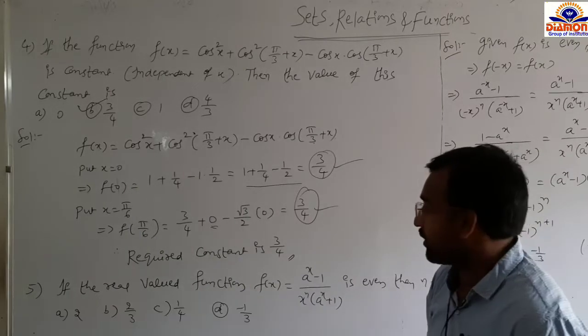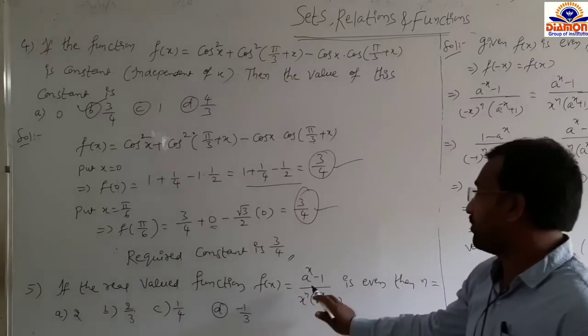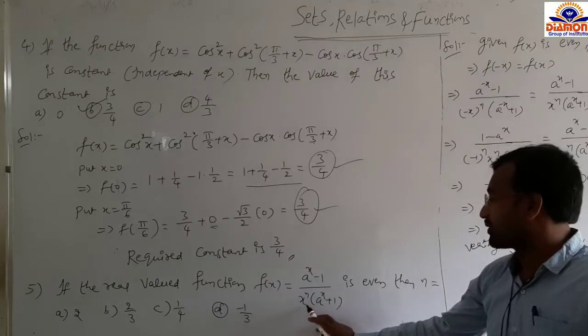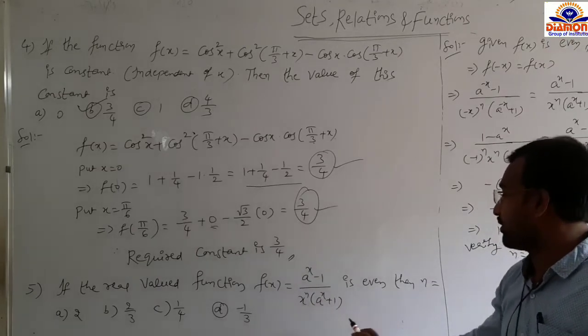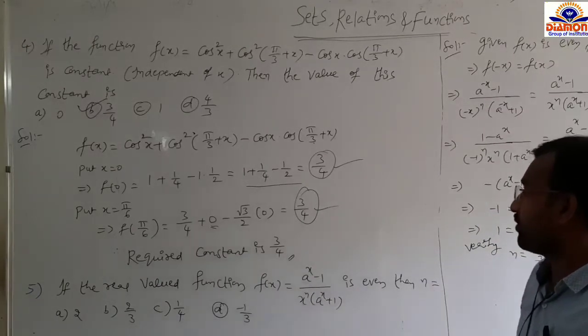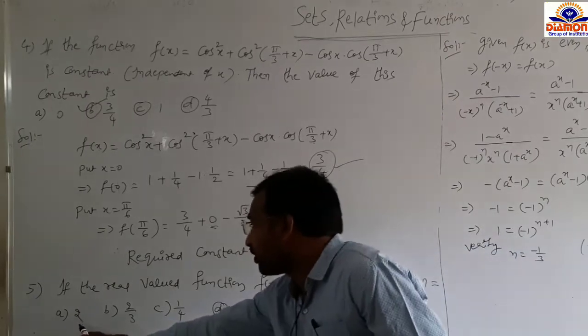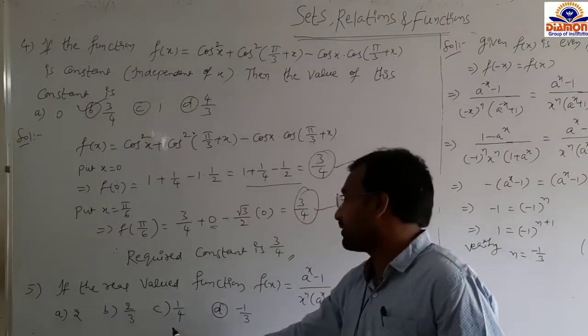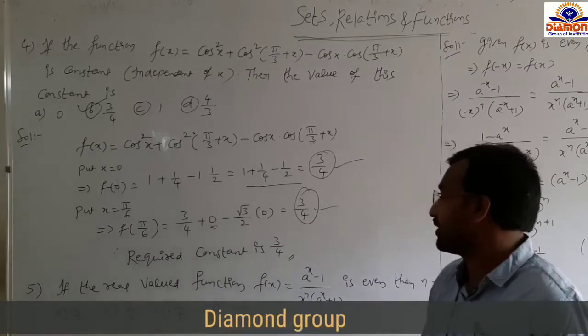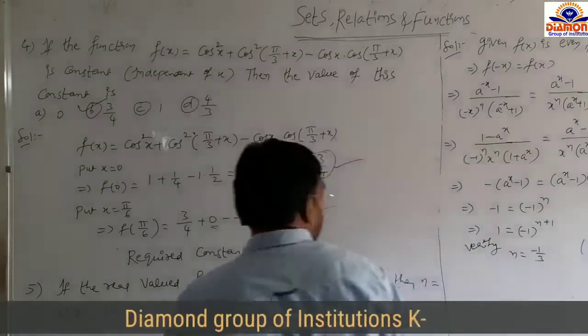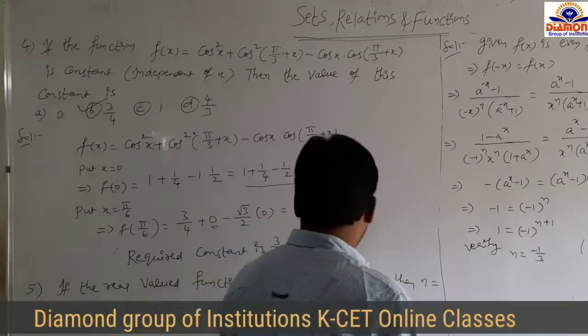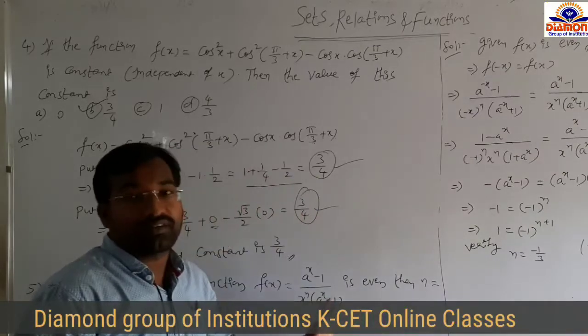Next question. If the real valued function f(x) equal to (a^x − 1)/(x^n (a^x + 1)) is even, then n equal to what? Option A 2, option B 2/3, option C 1/4, option D −1/3. So take the given function first. Here the given condition is f(x) is an even function.